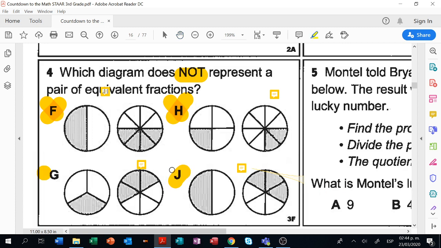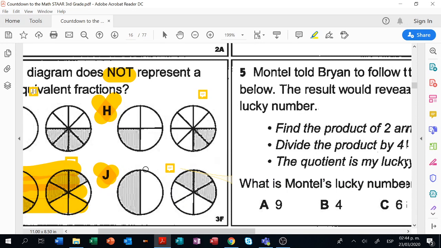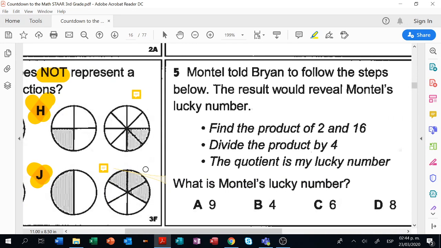So amigos, if you've been following this question, the only right answer here that does not represent a pair of equivalent fractions is letter G. So I'm going to highlight all of it. You don't have to highlight all of it, amigos. I'm just doing it to be very sure that you're following me here, okay? Number 5, we're about to finish this.